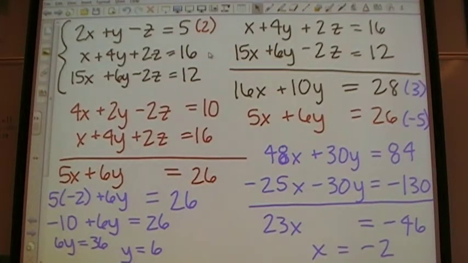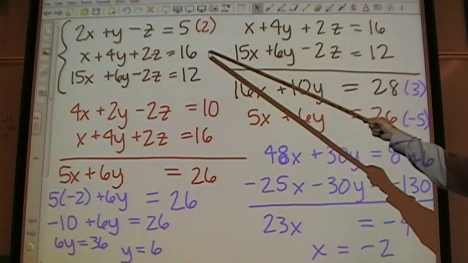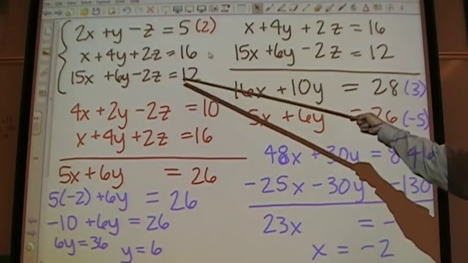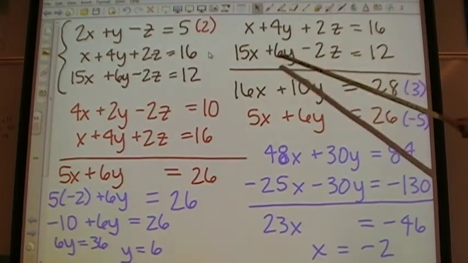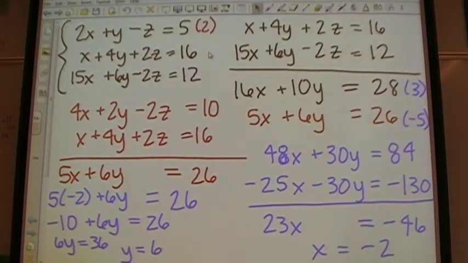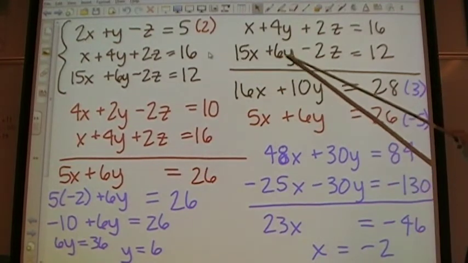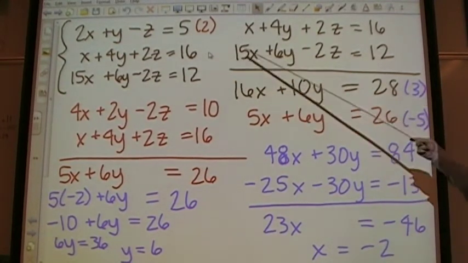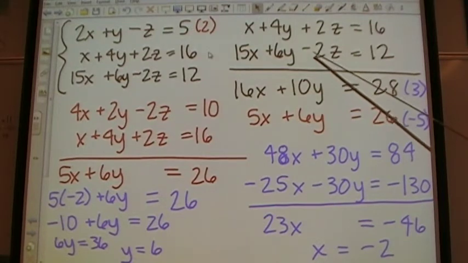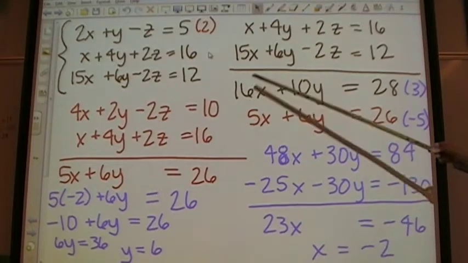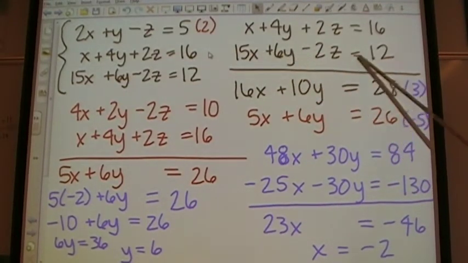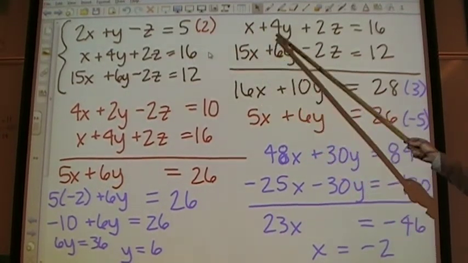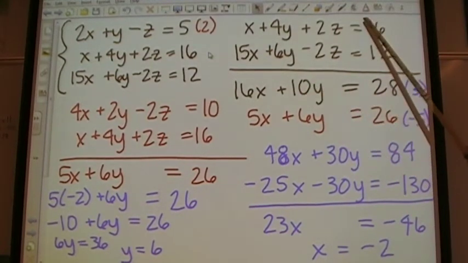What we did here is we took equations 2 and 3. Is it best just to do 2 and 3 to start off with? It depends. It won't always be 2 and 3. I start with 2 and 3, the last two, right here. I just rewrote equations 2 and 3, and then added them to get 16x plus 10y equals 28.